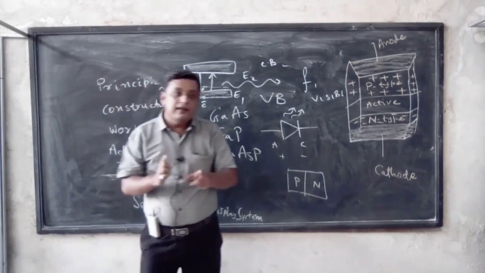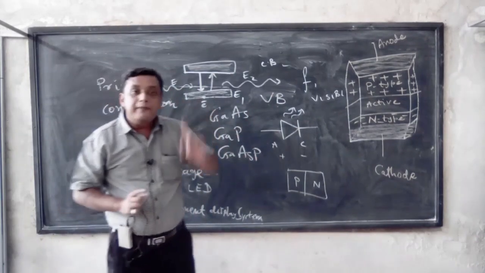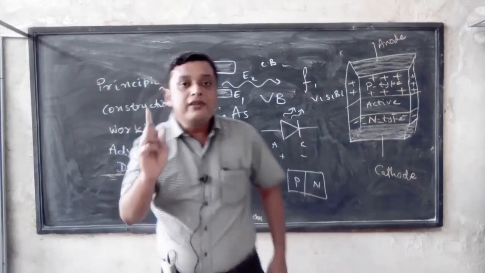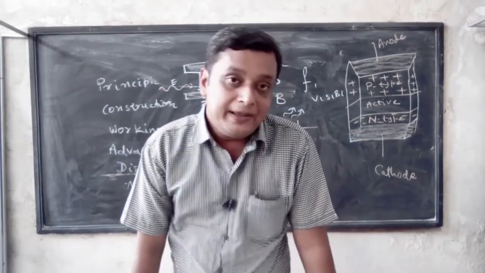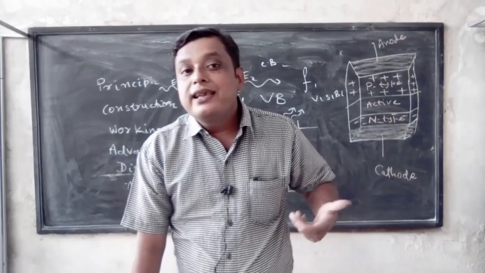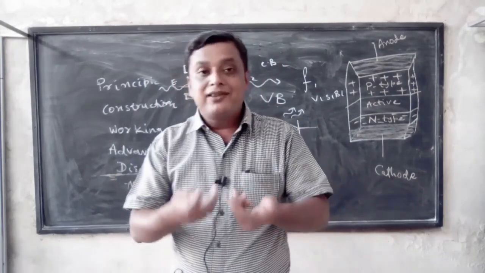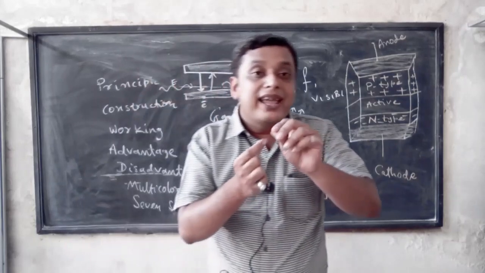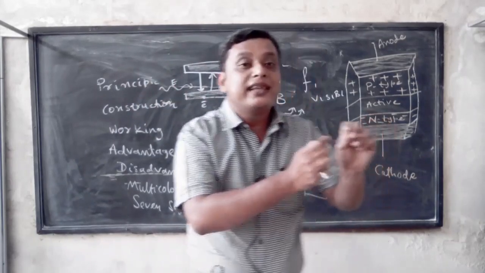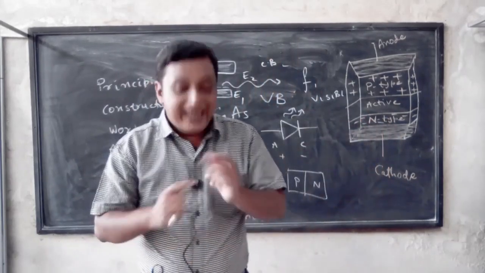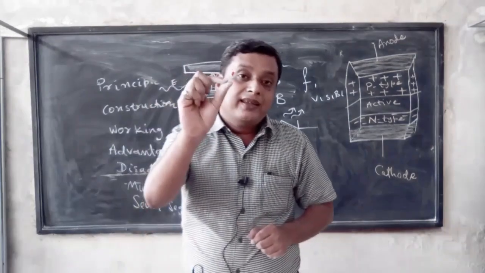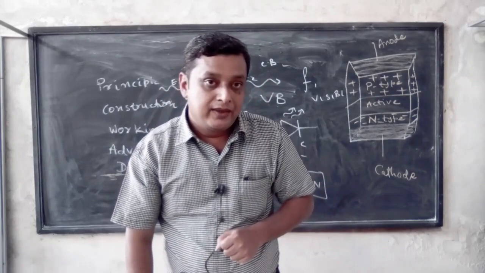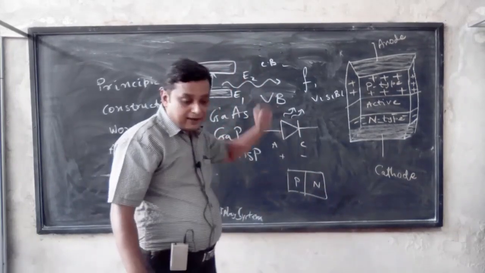If I am using silicon or germanium, then this energy will not fall into the window of visible light. It will be heat energy. So if I have this diode, then it will be able to generate heat energy. But if I have an LED, it will always give light energy. So this is the basic of the LED.